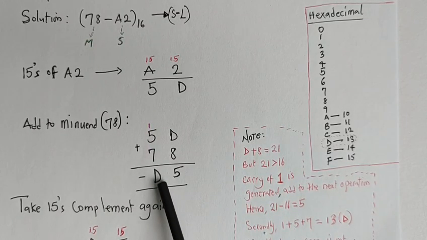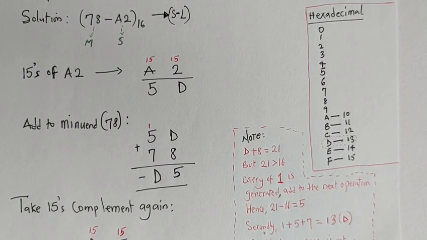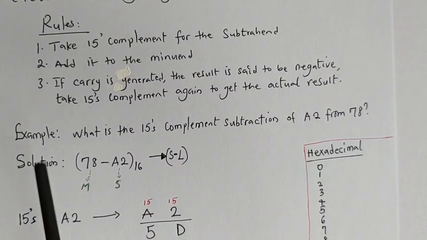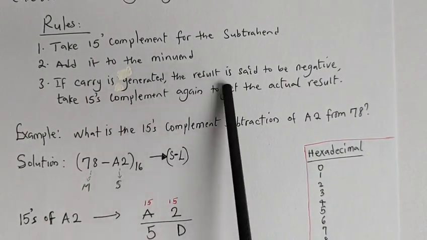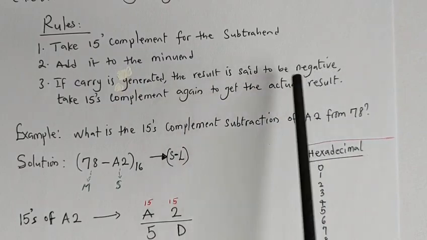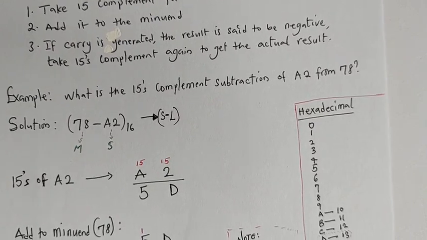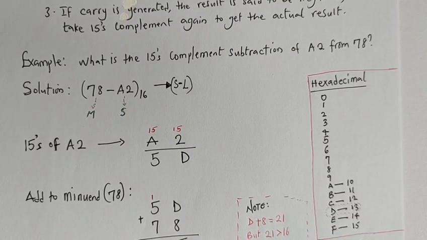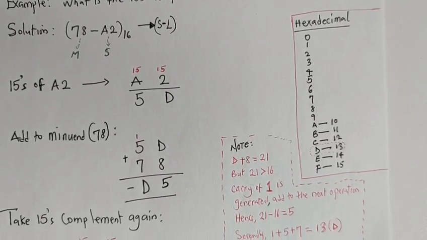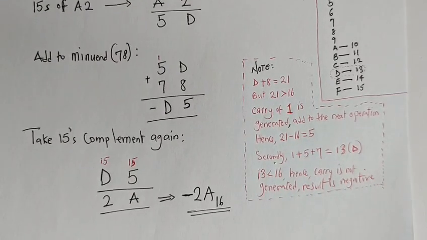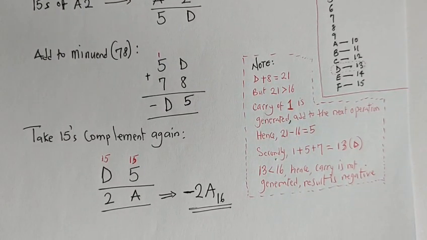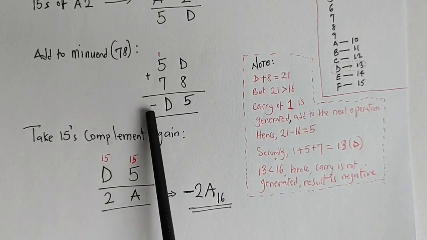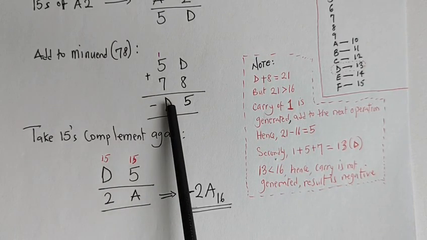Remember, rule number 3 says if carry is generated, the result is said to be negative. Now don't forget this rule. That is why we have the result to be negative. If we go to the result, we're going to notice that the result is negative, because carry is generated. So we have minus D5.